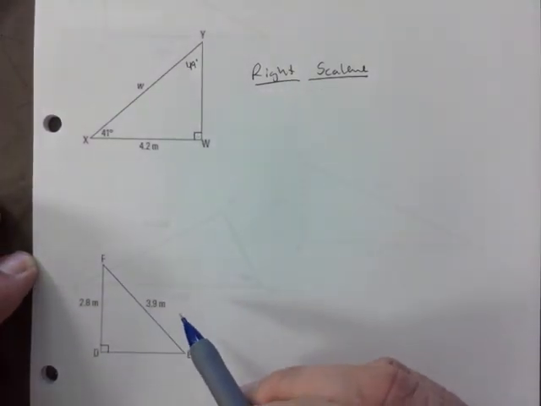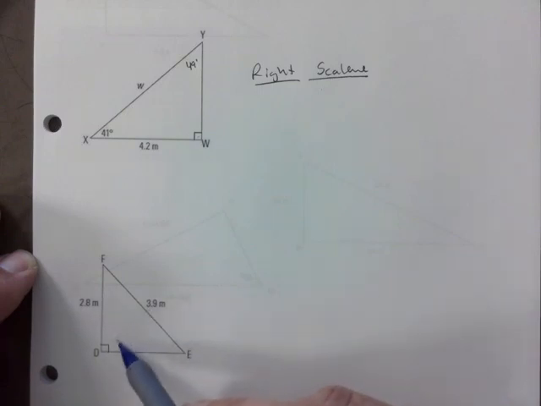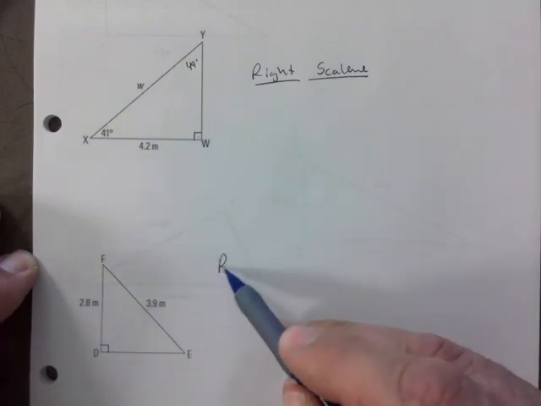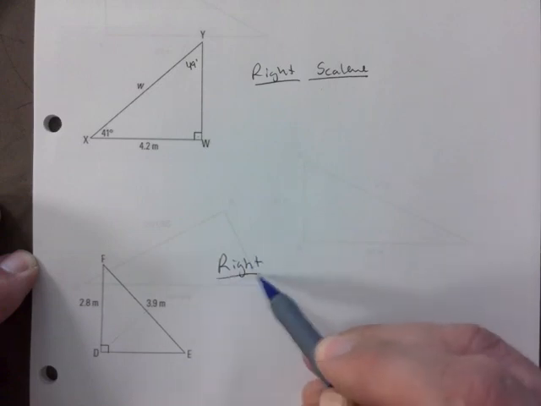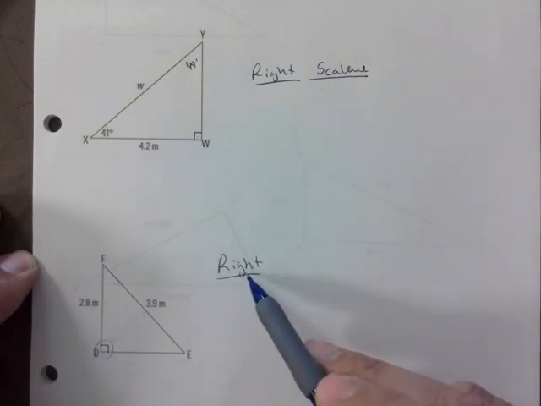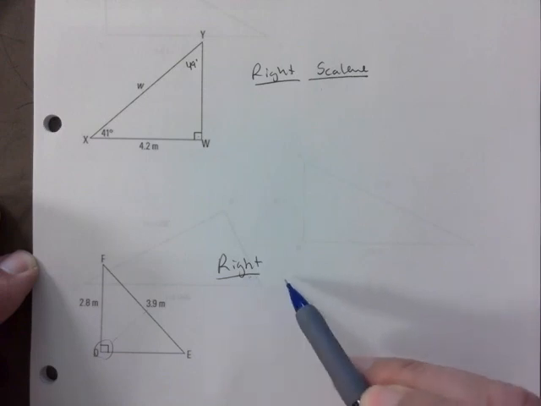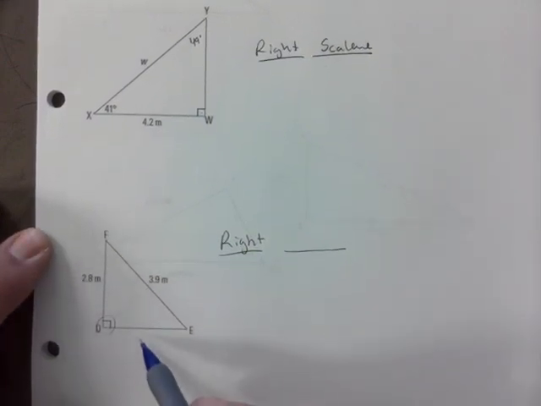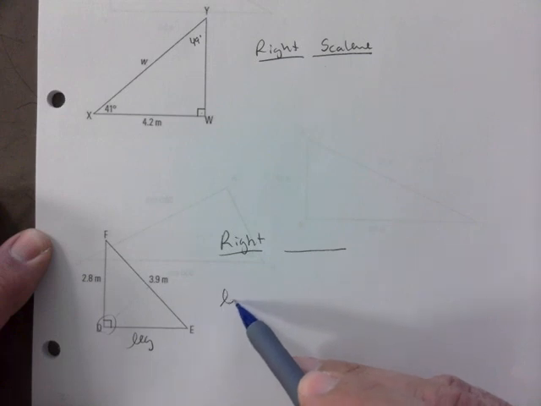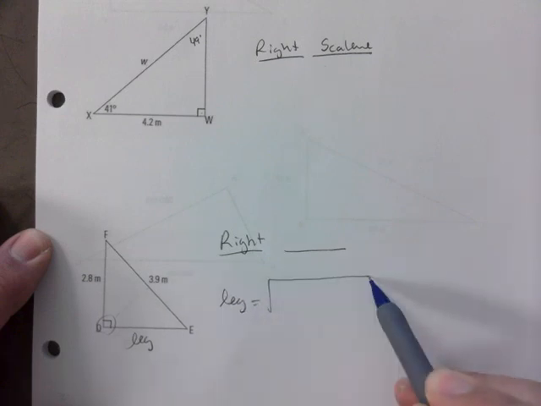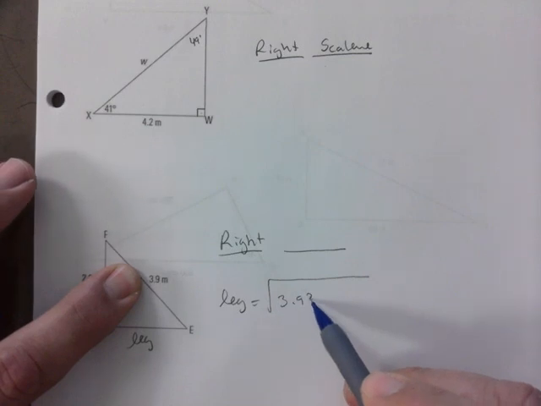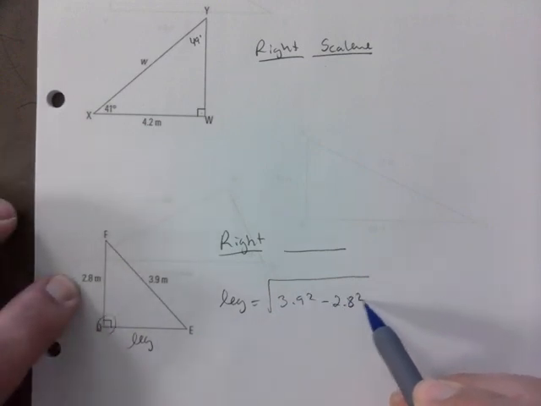Anybody try Pythagorean theorem? I know you can use sine law, but this is a right triangle. There's nothing you can do about it. That 90 determines that this is a right triangle in terms of angles. So what is this, a leg or the hypotenuse? Leg. So you could use leg is equal to hypotenuse squared minus 2.8 squared.